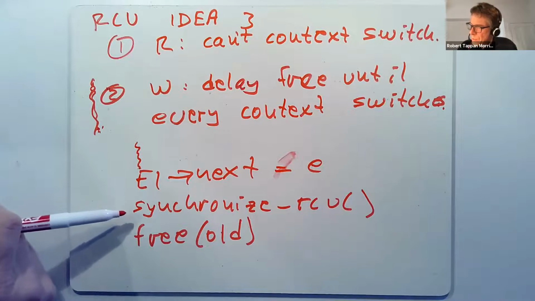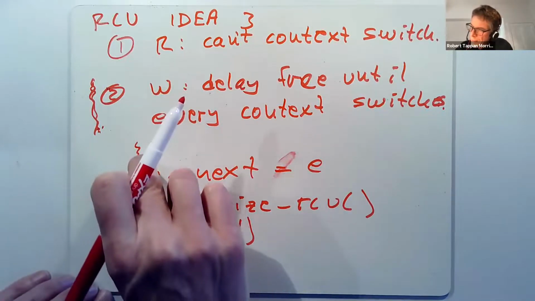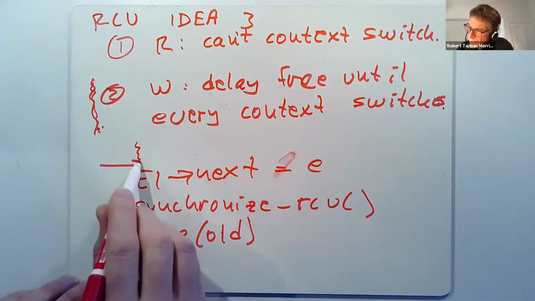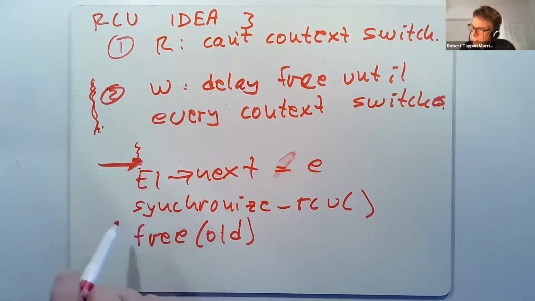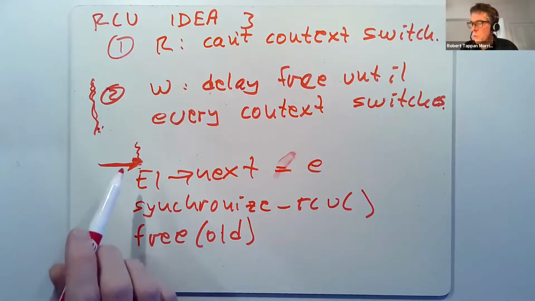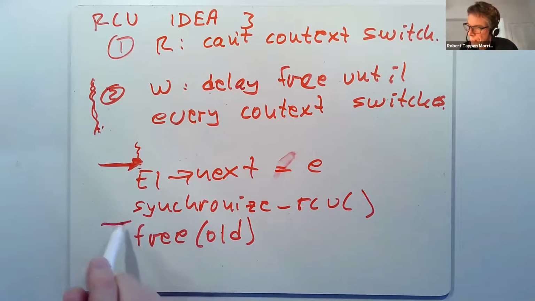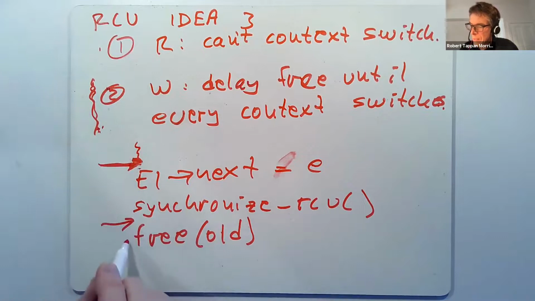this synchronize RCU forces a context switch on every core. So any core that could have read the old value must have read it at this point in time. If after that point in time we've done a context switch on every core, that means that no core that read the old value could still have a pointer to that value at this point in time due to rule 1. And that means that we're allowed to free the old value.